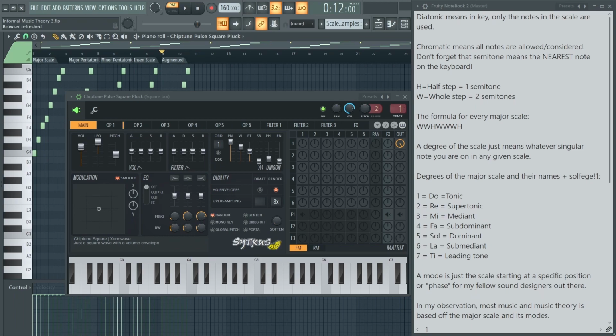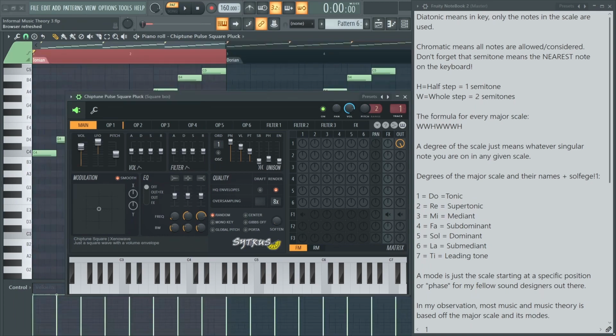So as you can see, there are different types of scales, but for this video we will just go over the major scale and its properties, such as the intervals that make up a major scale and its modes. What defines the major scale are the intervals that make up the scale. I have the formula written down over here, and keep in mind that H stands for half step, which is one semitone, and W stands for whole step, which is two semitones. And don't forget that semitone means the nearest note on the keyboard.